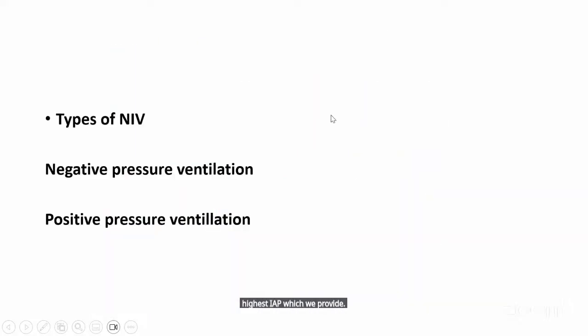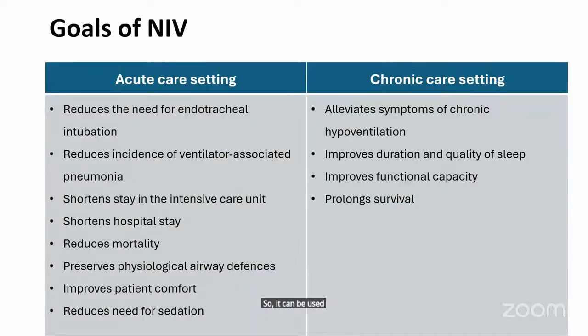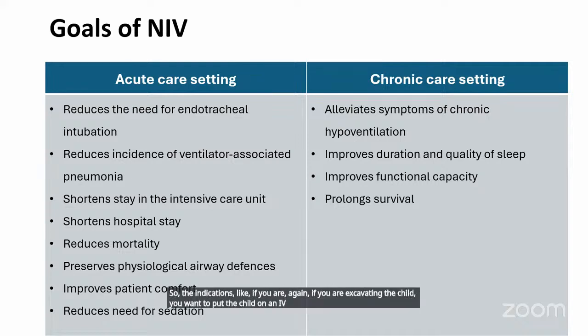We have both negative and positive, but nowadays only positive pressure NIV is being used. It can be used either continuous or intermittent. The indications: if you are extubating the child, you want to put the child on NIV, BiPAP, or you can use it as a static mode in a milder variety of ARDS, a milder variety of asthma, any respiratory support.